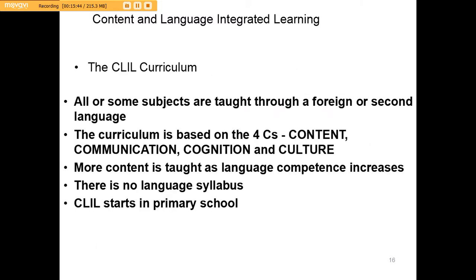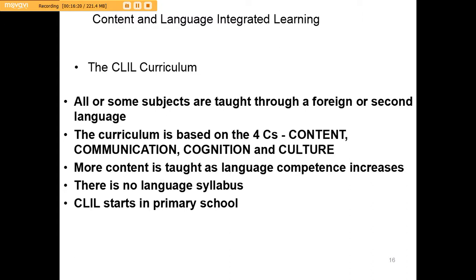So a CLIL curriculum, well, there isn't really such a thing, or syllabus anyway. How it works: all or some of the subjects are taught through a foreign or second language. For example, my daughter goes to school in Spain. She gets art in English, music in English. So this is the idea. Or in a secondary school, they might get biology in English. What they won't get is French in English, because something like that would be kind of ridiculous.